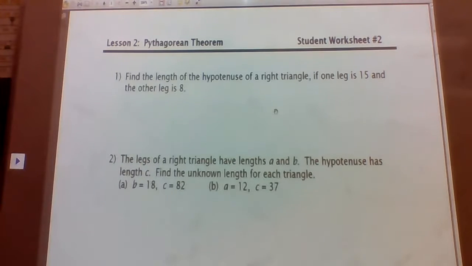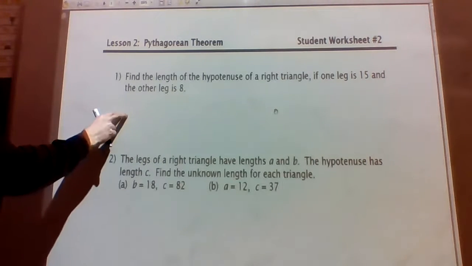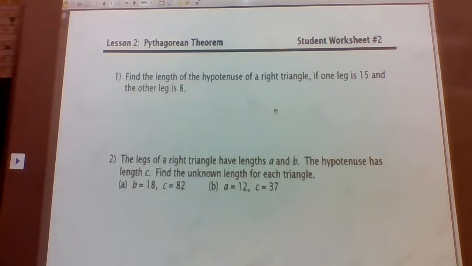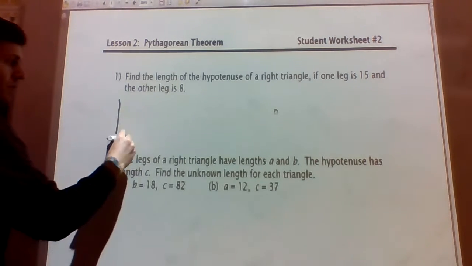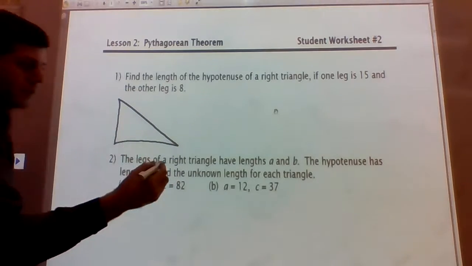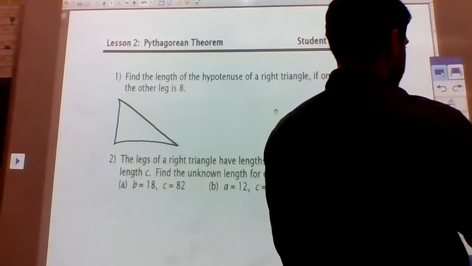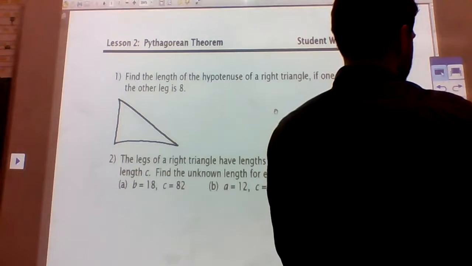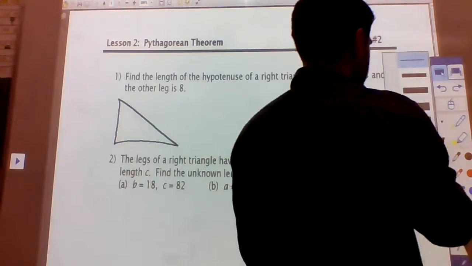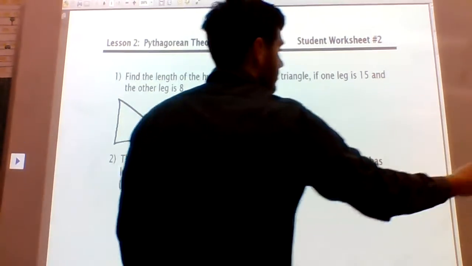I'm going to have a video going over the proof of it using similar triangles in another video. Okay, but we basically have a right triangle. The Pythagorean theorem only works for right triangles.